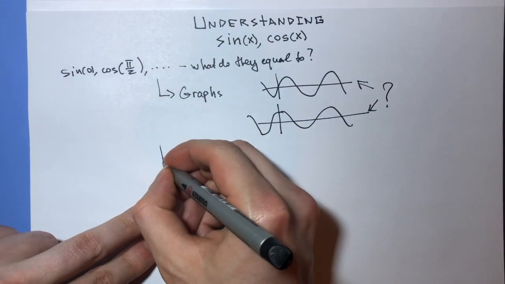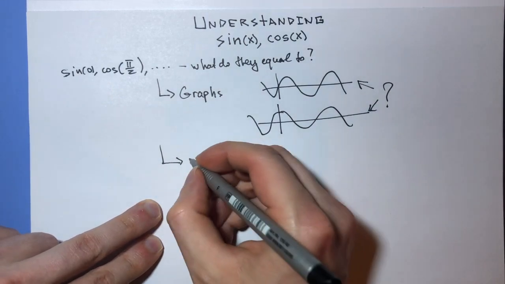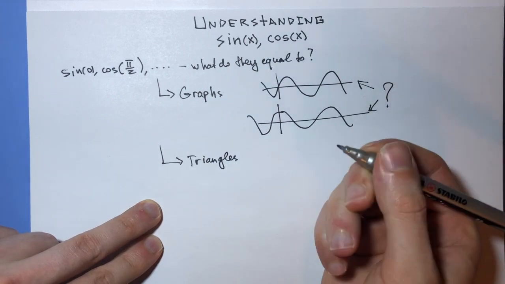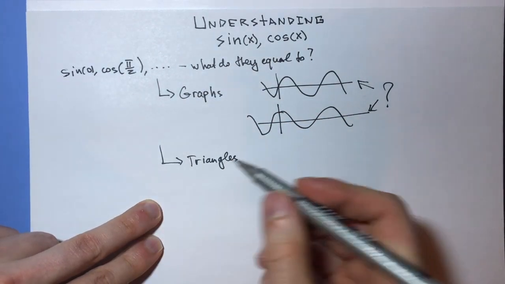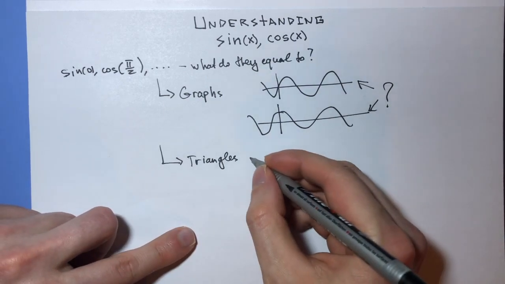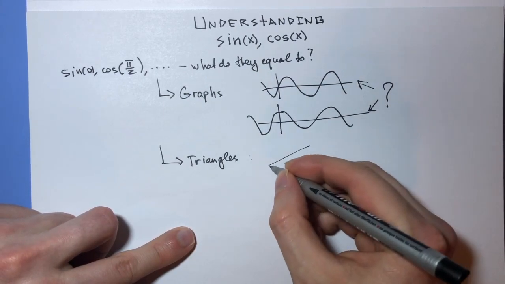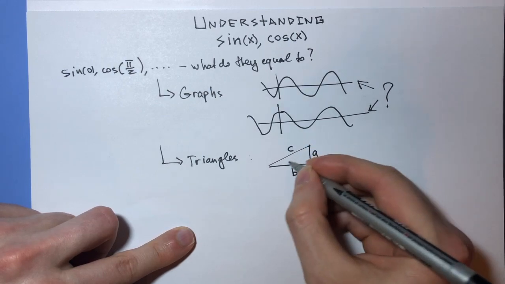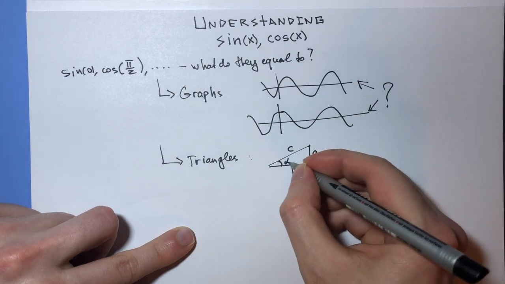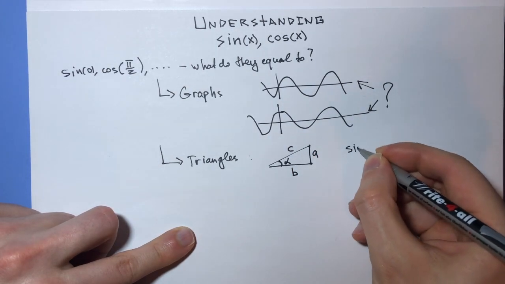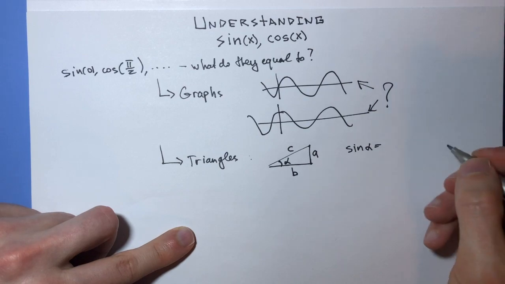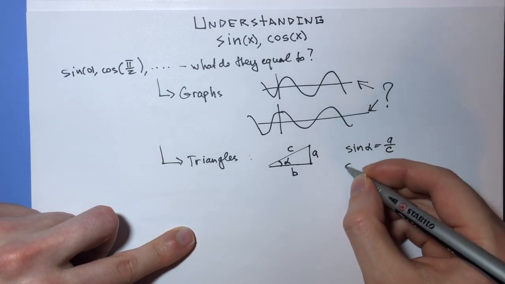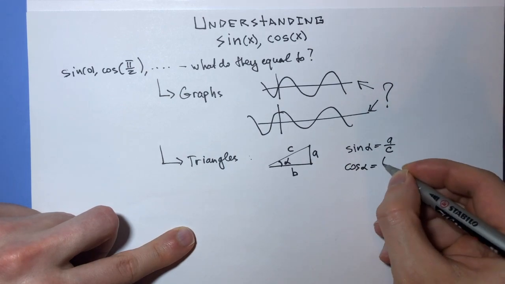And here, I suggest you think about triangles. I mean, sine functions are coming from studying triangles. So what do you remember? If you have a triangle with sides A, B, and C, this is angle alpha, you should of course remember that by definition, sine of alpha is A over C, and cos alpha is B over C.